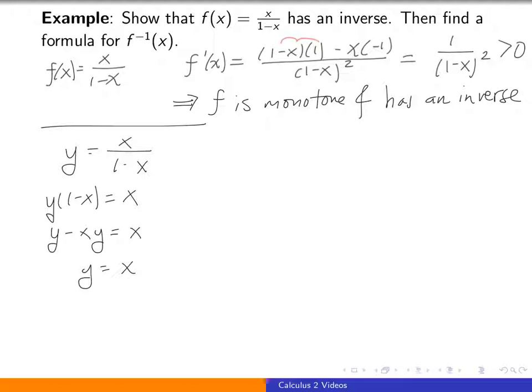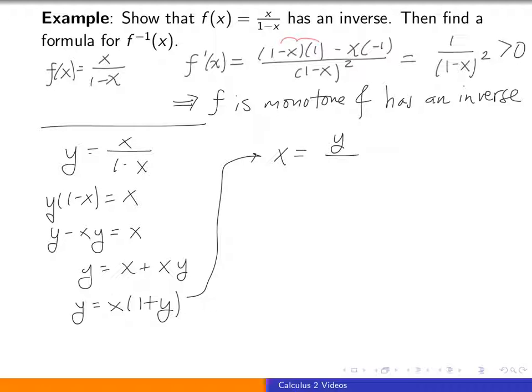So y equals x plus xy. So y equals x times the quantity 1 plus y. And lastly, divide both sides by 1 plus y, and we have x equals y over 1 plus y. So once we've solved for x as a function of y, we interchange our variables. So y equals x over 1 plus x, and what remains is f inverse.